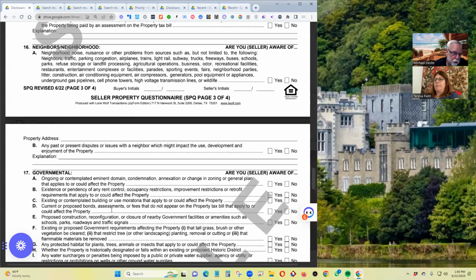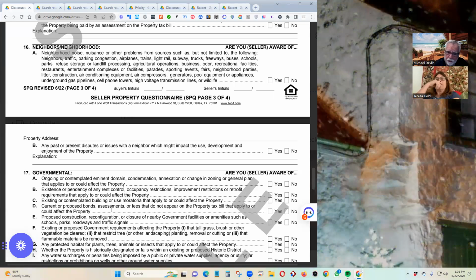So you ought to, as an agent, carefully read what the different things are that they're asking the seller about, because somebody has to, and you might need to help the seller.